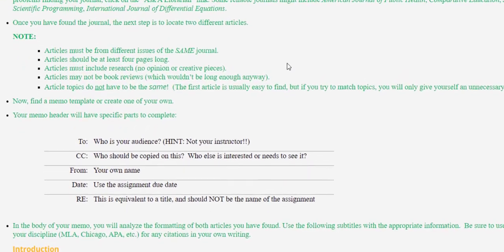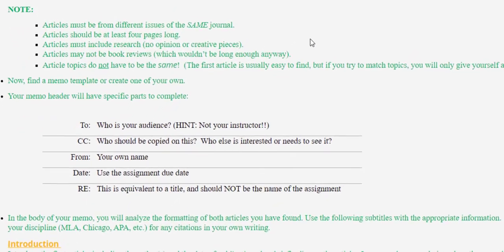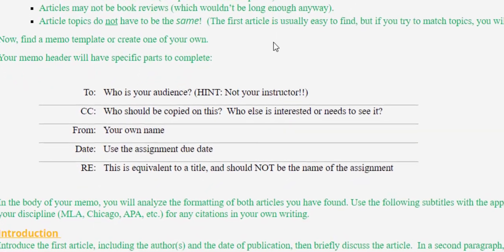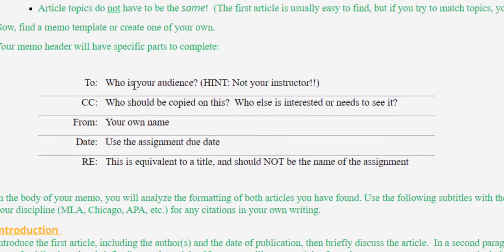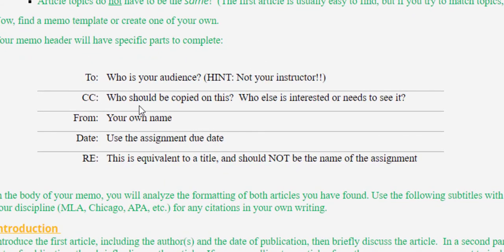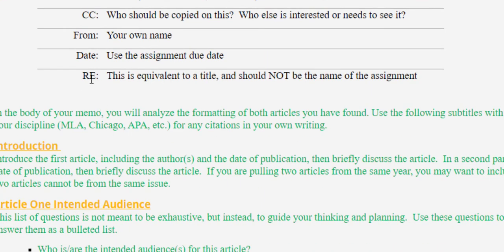Now, from there, you need to create a memo template, or you can come up with a memo of your own. And the header has to have specific parts. You have to have a To, who it's to, not me. You have to have a CC, who else would be interested in this information. You have to have From, and this is where you put your name, and Date. You're going to use the assignment due date. And then RE means regarding, and so this would be like the title if it was the title of your paper. Do not call it Formatting Analysis Memo.